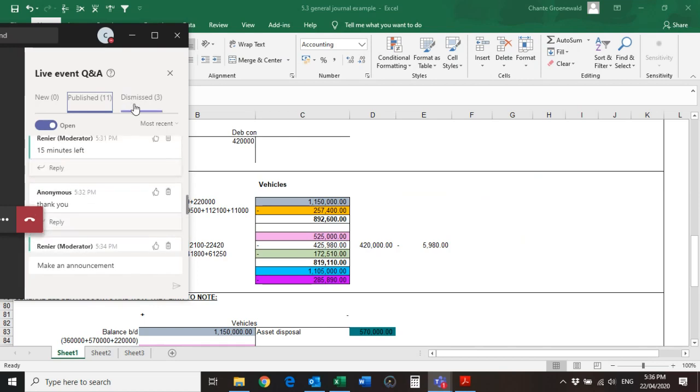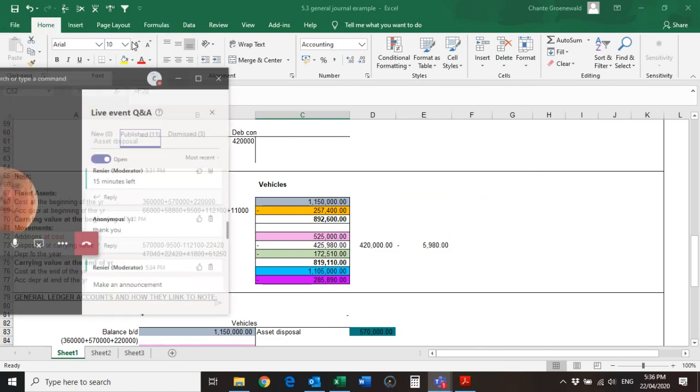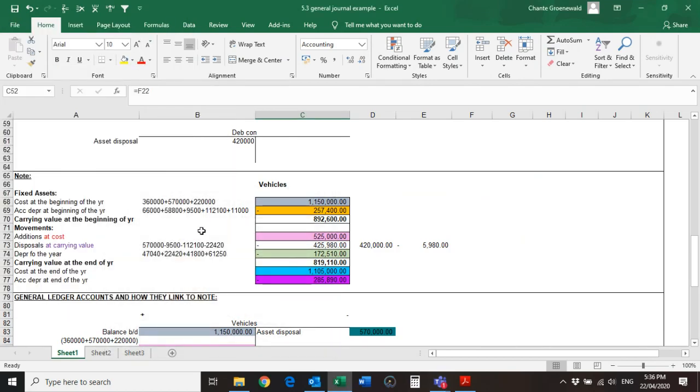Okay, let's quickly see if we can move to the fixed assets. Okay, the note. Okay, in 7 minutes, let's see if we can do it. I'm not going to rush it. We can do it tomorrow as well. We can recap tomorrow, but let's start.